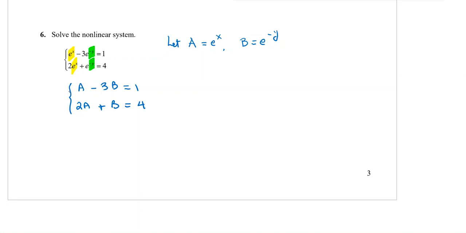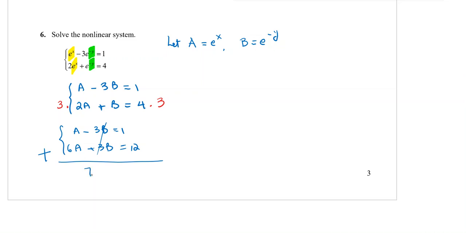You can eliminate a by multiplying everything in the first equation by negative 2, or you can eliminate b by multiplying everything in the second equation by 3. I think I'll do that, so I don't have to worry about negatives. So that gives us a minus 3b equals 1, and 6a plus 3b equals 12. When you add the two equations together, the b terms cancel out and you get 7a equals 13. So a is 13 over 7.